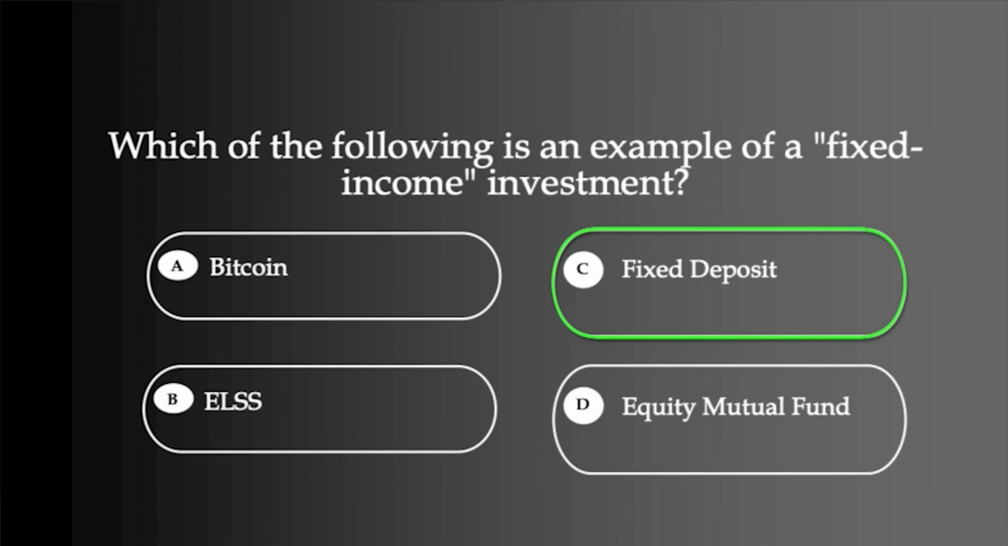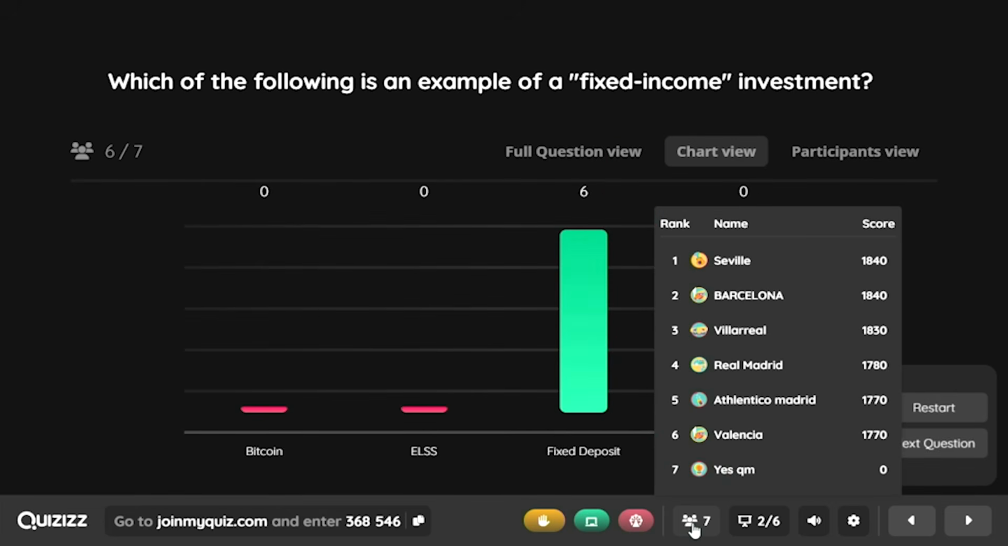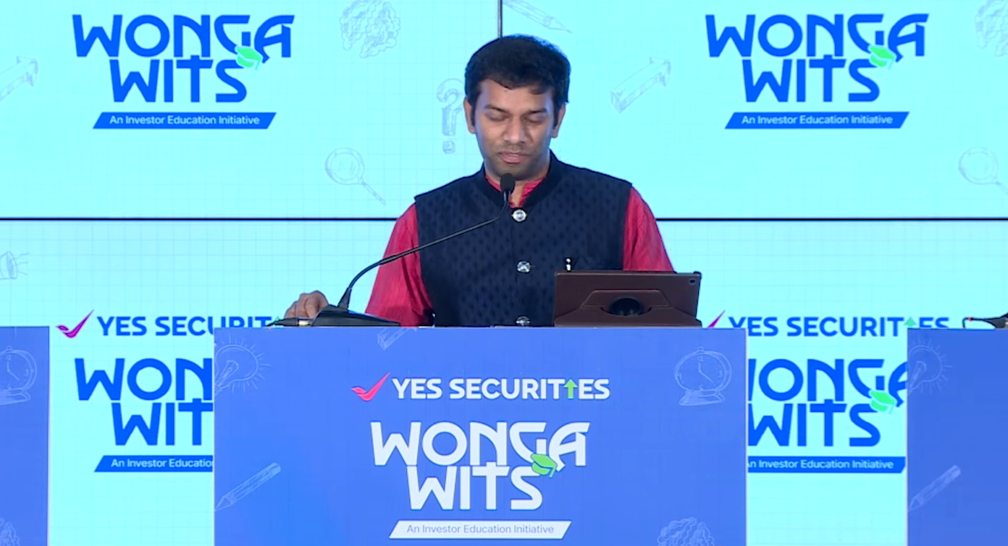Let's have a look at the leaderboard. Yes, all of you scored almost equally and there is not much change in the leaderboard. Seville, Barcelona and Valencia are on the top. Just 2 questions done. Still we have 19 more questions to go. So anything can happen in this round or any of those next few rounds.